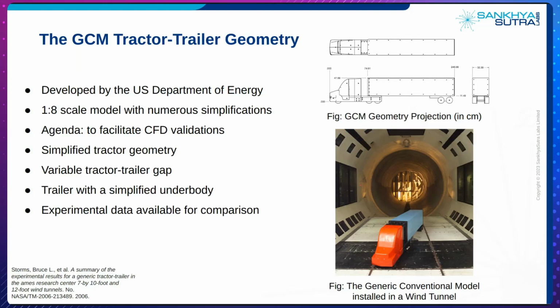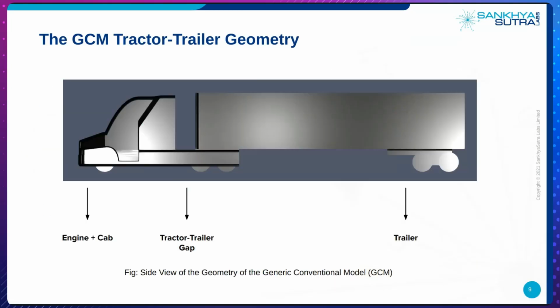The trailer has a simplified underbody, and this case has an abundance of experimental data available for comparison, which makes it a very good case to validate your particular solver against and to gain a deeper understanding into truck aerodynamics and what exactly contributes to trucks having such poor aerodynamic efficiency compared to other streamlined bodies. This is just a deeper look into what the geometry looks like.